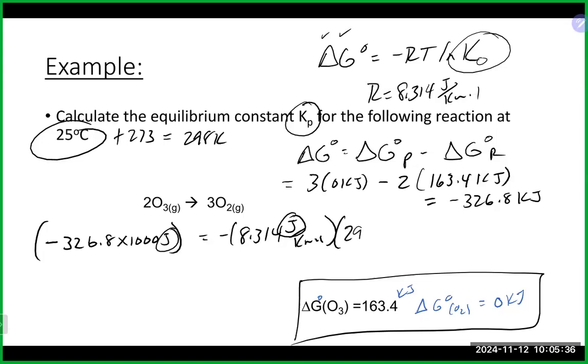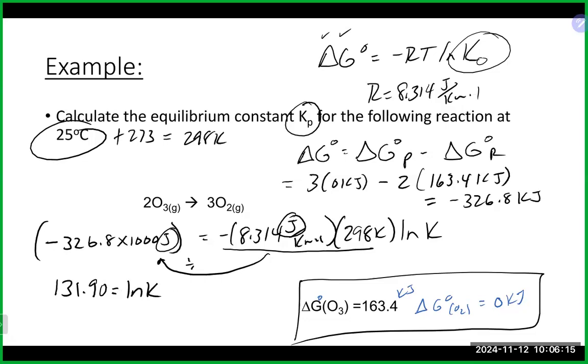We'll put our temperature in there, which is 298, natural log of K. So I'm just going to multiply these together and then divide over to that side. We'll take negative 326.8 times 1,000, and divide it by negative 8.314 and divide it by 298. So that's going to give us something like 131.90 is equal to the natural log of K.